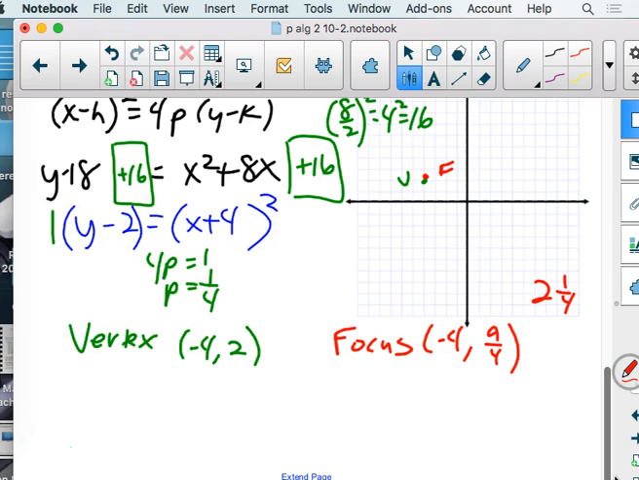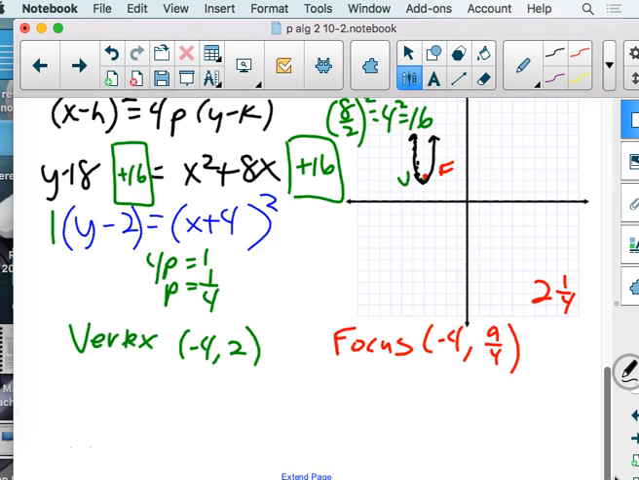9/4. All right. Whole thing would look something like this because at the focal width, remember, if this is a 1 for 4p, that means we only get to go a half a unit to the left and a half a unit to the right. So that is another skinny little parabola right there.